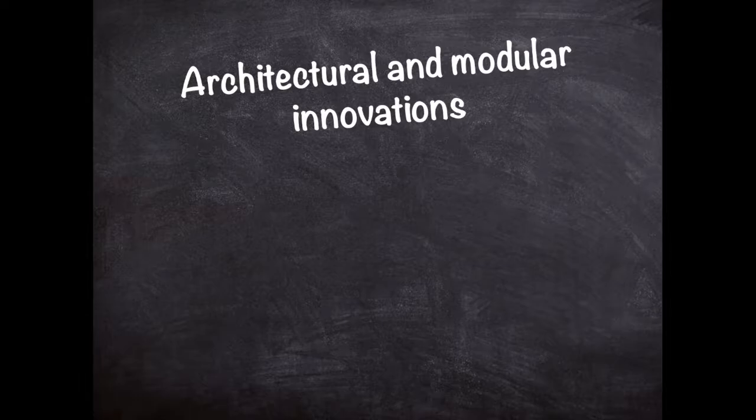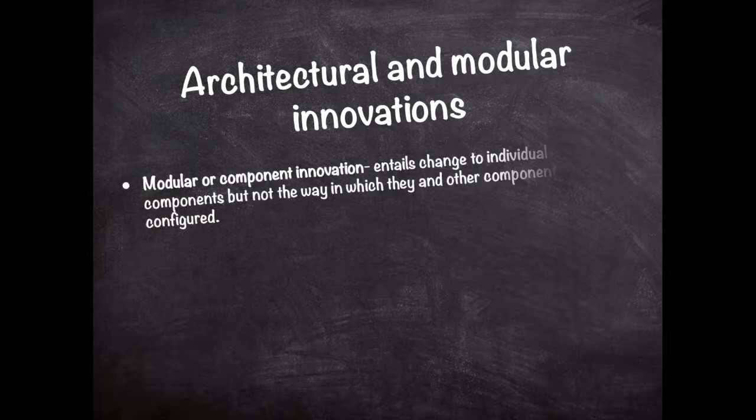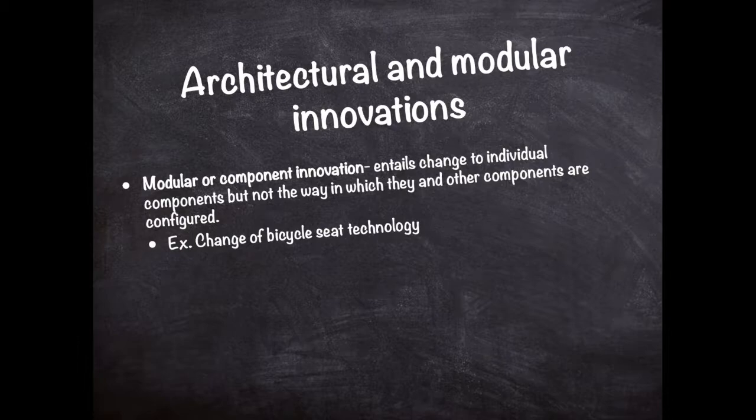Let's move on to architectural and modular innovation. Modular or component innovation entails change to individual components, but not the way in which they and other components are configured. One example is the change of bicycle seat technology. If you change just the seat, you perhaps take a gel-filled material for additional cushioning in the seat. That does not require any changes in the rest of the bicycle architecture.